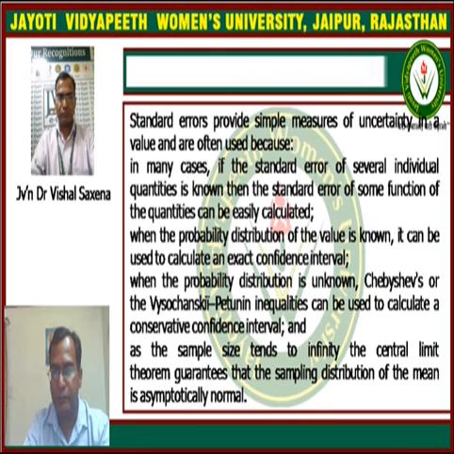When the probability distribution is unknown, then the Chebyshev or the Vysochanskij-Petunin inequalities can be used to calculate a conservative confidence interval. And as the sample size tends to infinity, the central limit theorem guarantees that the sampling distribution of the mean is asymptotically normal.